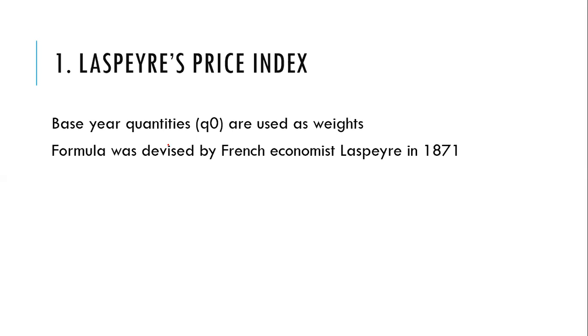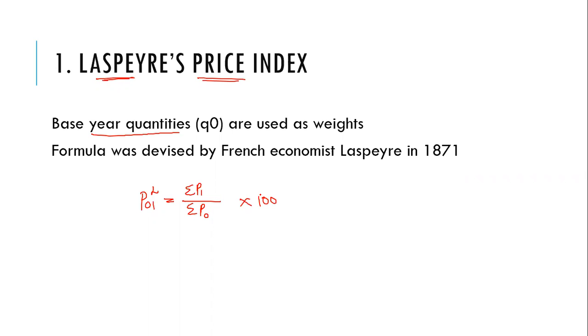This method uses base year quantity. You have to keep in mind the formula. P01 means we are calculating the price index. So P01 of whom? Of Laspeyres, so we consider it as L. First we will write a simple formula, that is summation P1 divided by summation P0 into 100. This is our normal formula.